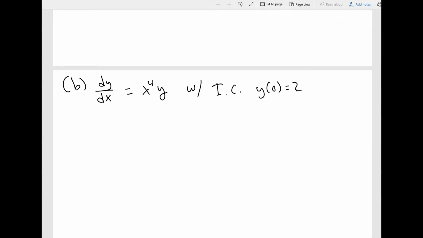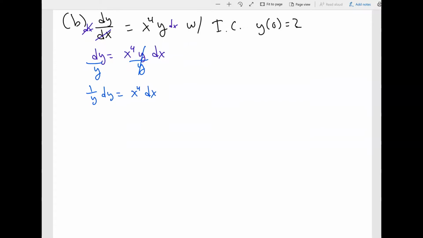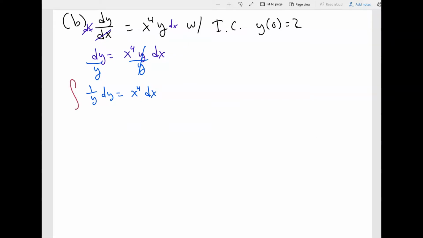Okay, let me multiply by dx to the other side. So I have dy is equal to x to the 4th y dx. Okay, I haven't separated everything yet because you notice that I have a y still on this side, so I'm going to move the y over by dividing it. So now I'm left with 1 over y dy is equal to x to the 4th dx. Now I'm going to apply an integral to both sides.